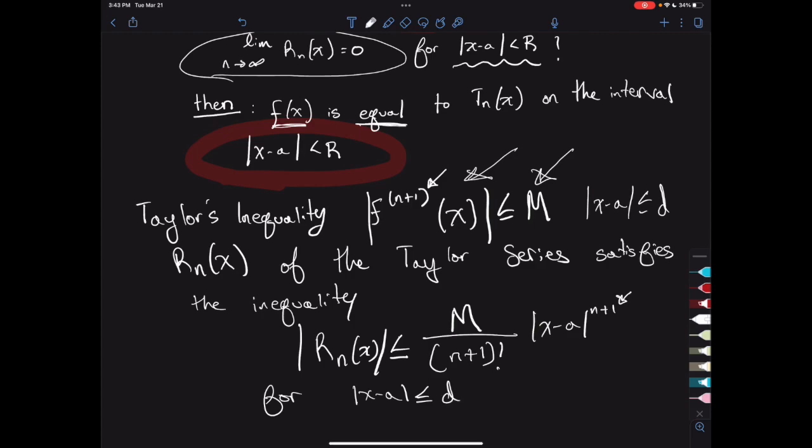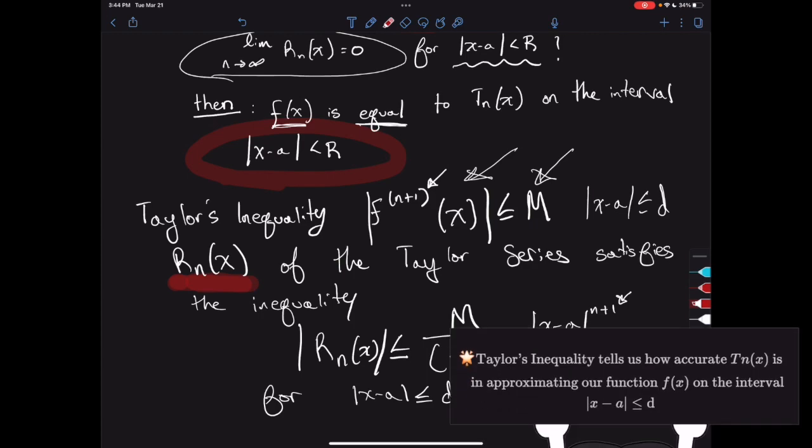Now, this is a lot of writing, right, McTay? Yeah. Well, we'll try and make it as simple and easy to understand as possible. Taylor's inequality helps us find the values Rn of x, aka the remaining sum of the terms, aka the remainder, this guy right here, not included in the nth partial sum, Tn of x.